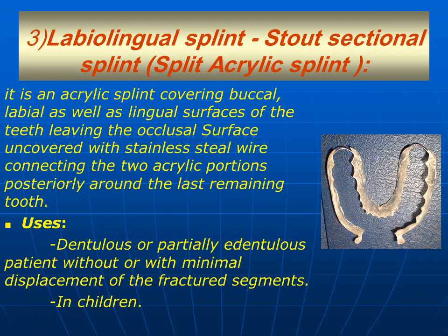Therefore, a labiolingual splint is an acrylic splint covering the buccal, labial as well as lingual surfaces of the teeth, leaving the occlusal surface uncovered, and I will have stainless steel wires connecting the two acrylic portions posteriorly around the last remaining tooth. Therefore, a wire will connect the lingual part of the splint with the labial and buccal part, and this wire will pass around the last molar tooth.